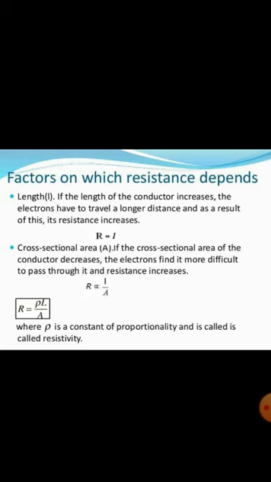When you combine these two equations, R proportional to L and R proportional to 1 by A, we will have R proportional to L by A. Or we can also write it as R equal to rho into L by A, rho. Rho is a constant of proportionality. It is known as resistivity of the conductor or specific resistance.